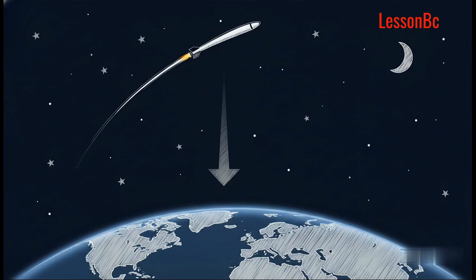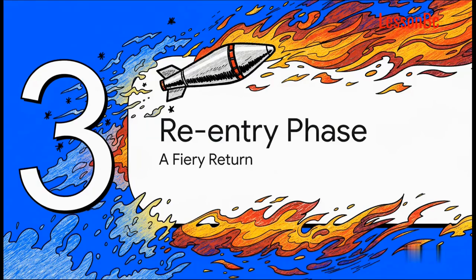With no engines, no steering, its only pilot is the force of gravity, pulling it along this perfectly predictable cosmic highway. So after its long, quiet journey through space, the warhead begins its final and incredibly violent descent back to Earth. Let's get into the re-entry phase, because this is where things get really, really hot.